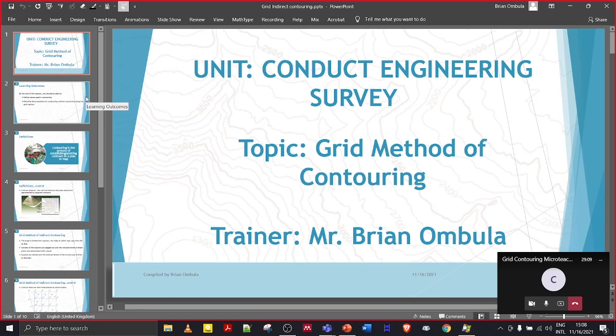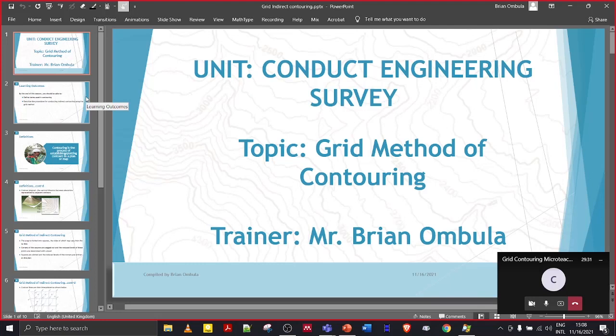And we discussed some of the characteristics of contours. We said that contours should not intersect. We said that contours are denser where the slope is steeper, and some other characteristics. So I want us today to focus on the grid method of contouring.